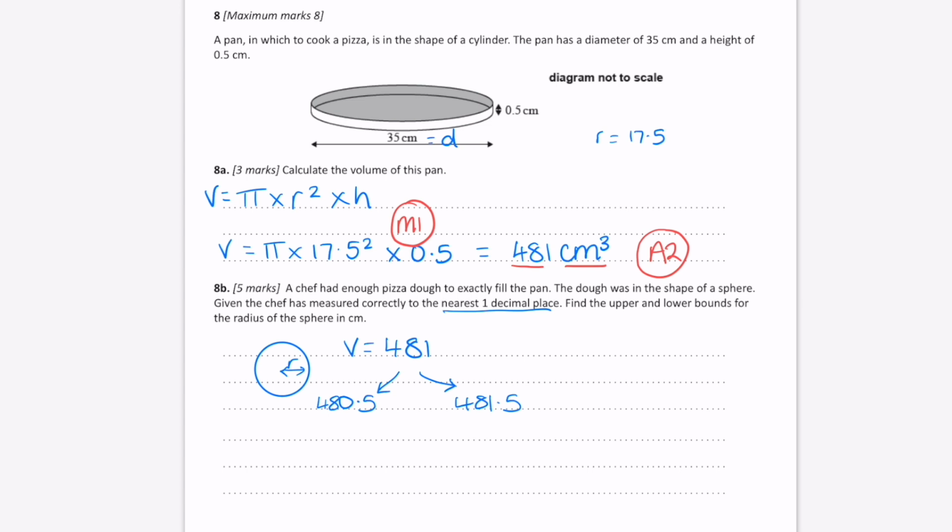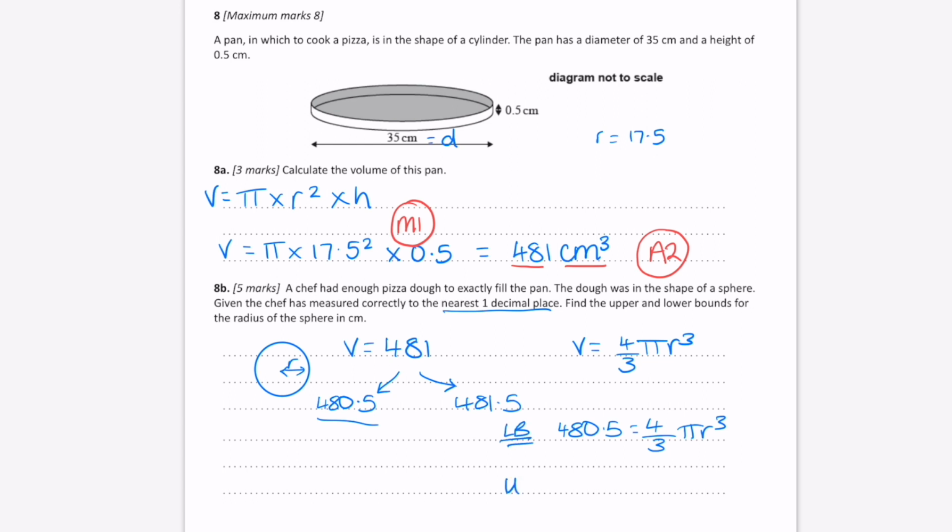So we know that the volume of a sphere is 4/3 of pi r cubed. So that's given to you in the formula book. So we're going to use the volume first of all as 480.5. So 480.5 is equal to 4/3 pi r cubed. And that's going to give me the lower bound for my radius.